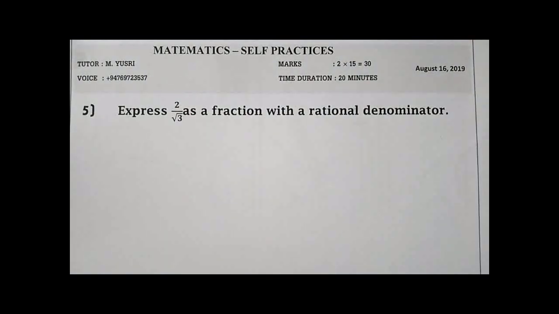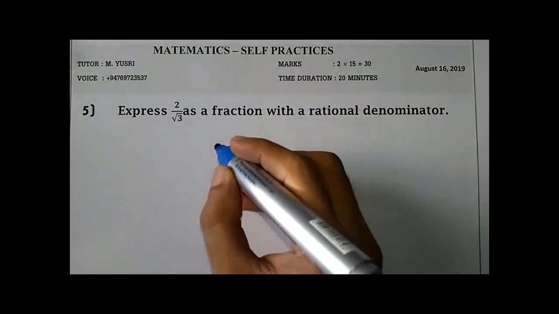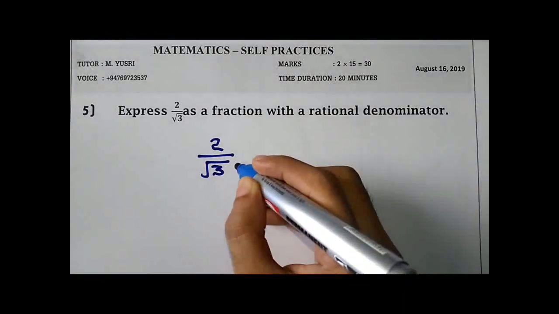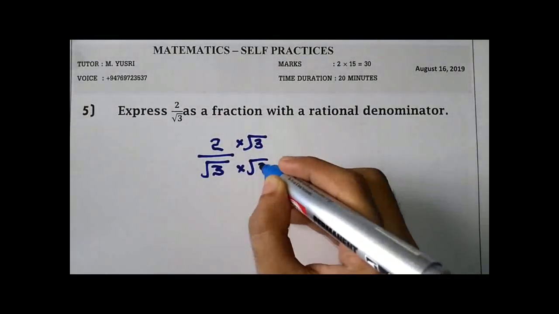This one is not much difficult. Express 2 over root 3 as a fraction with a rational denominator. You can see that for root 3 the denominator is not rational, it's irrational. So how do we make it rational? For that we have to multiply the denominator and the numerator by root 3.